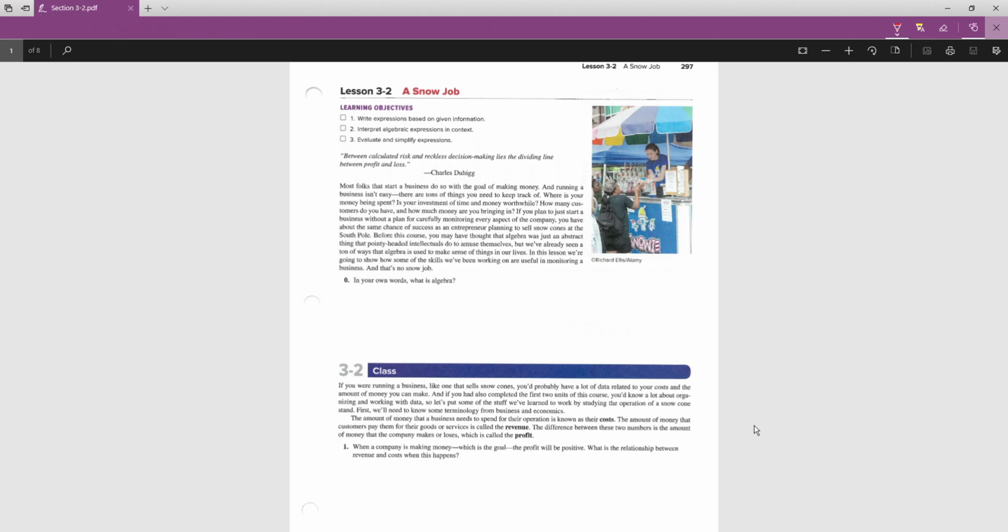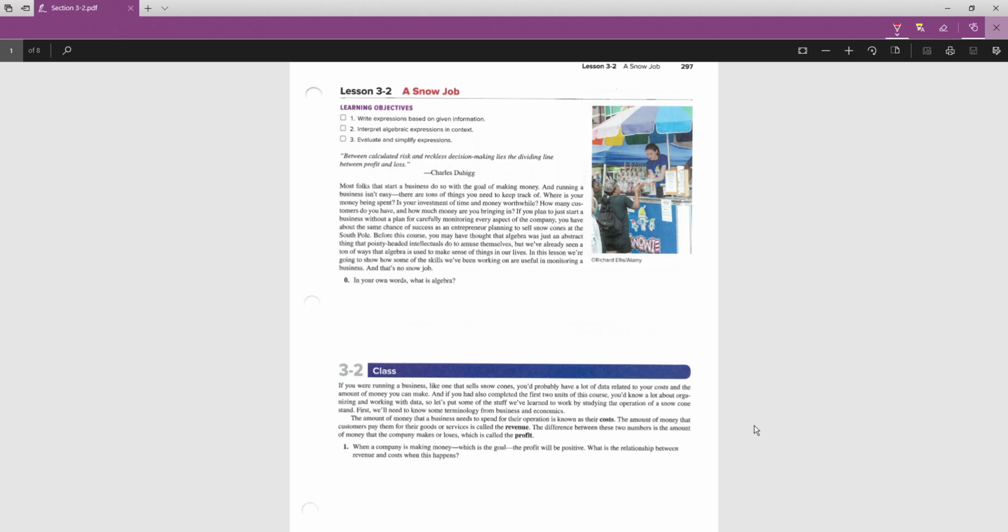Under the section where it starts the classwork, it says if you were running a business like one that sells snow cones, you'd probably have a lot of data related to your costs and the amount of money you can make. And if you had also completed the first 2 units of this course, you'd know a lot about organizing and working with data. So let's put some of the stuff we've learned to work by studying the operation of a snow cone stand. First, we'll need to know some terminology from business and economics.